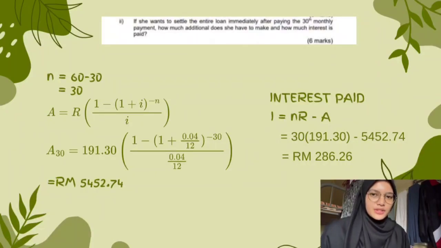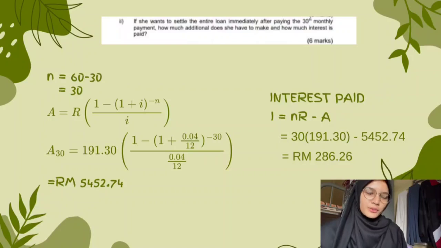Afterwards, we have to use the new n in the formula to find the amount of additional that she has to make, which is RM 5,452.74. As usual, we have to put the value into the formula, and the amount of interest paid would be 30 multiplied with 191.30 minus 5,452.74, and the amount is RM 286.26.